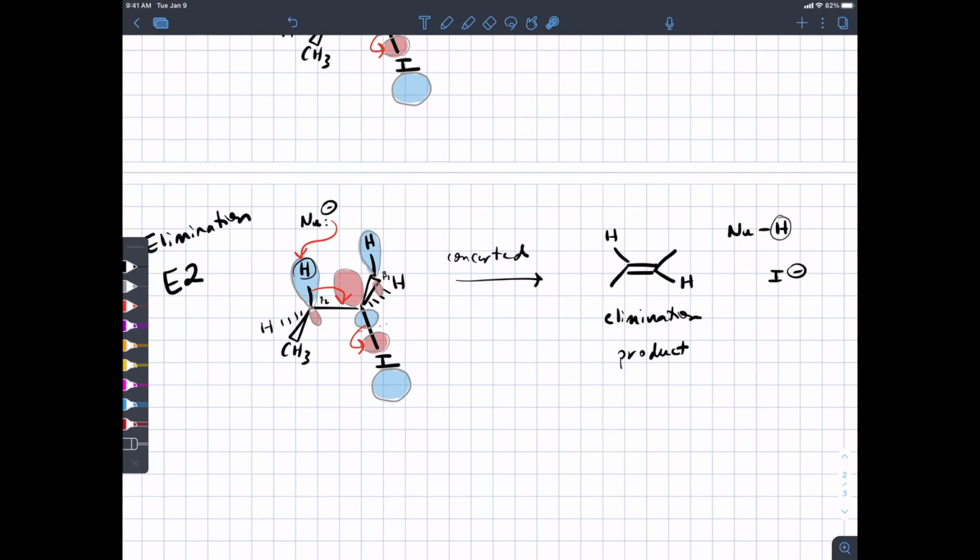Yeah? So the reason the iodide breaks off is because the pi bond is formed?